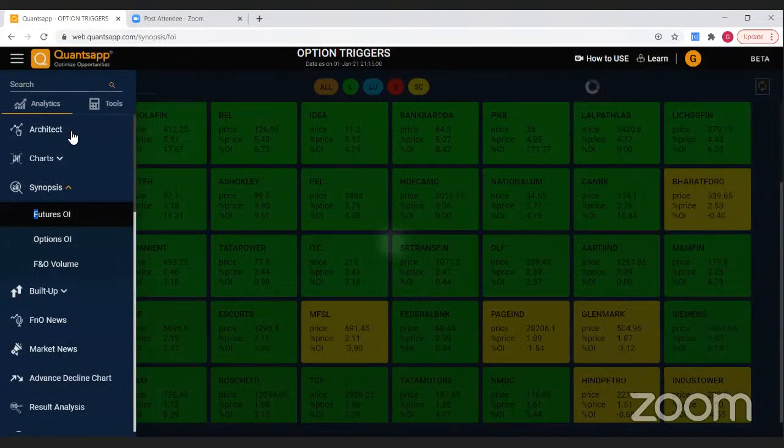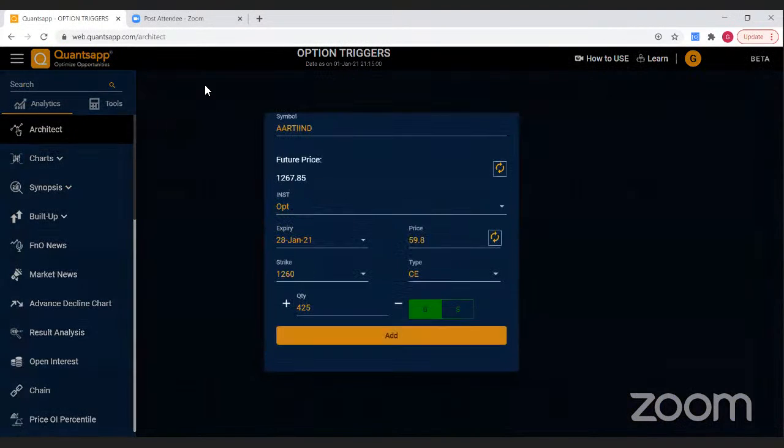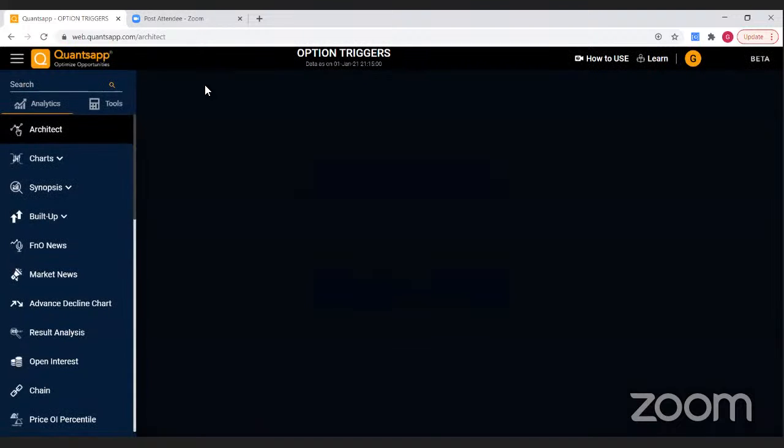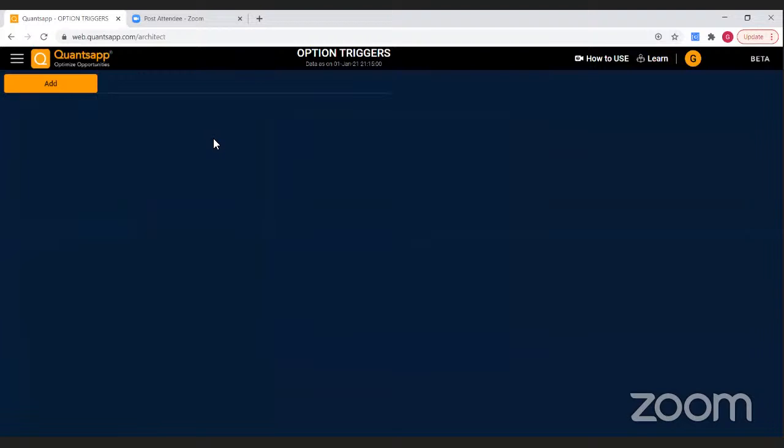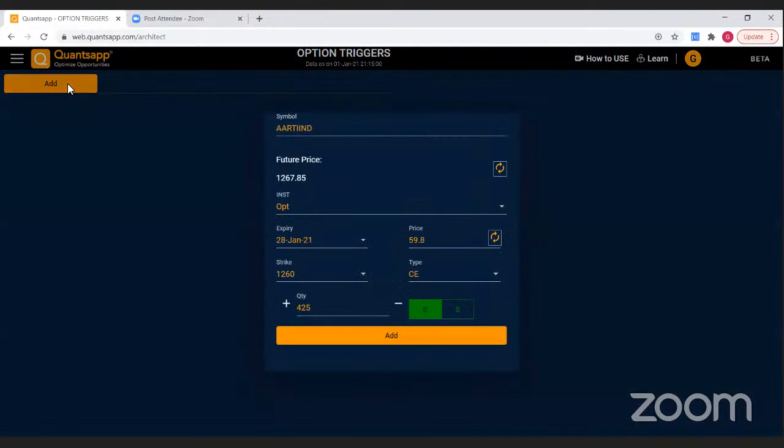If you say I want to make a strategy, okay, but what strategy do you want to make, how to see the payoffs, how to see the different option Greeks, how to do the scenario analysis? So this is the place. Option Trigger is a play. This is a tool where you can actually do a lot of things. You can make any of your custom strategy.